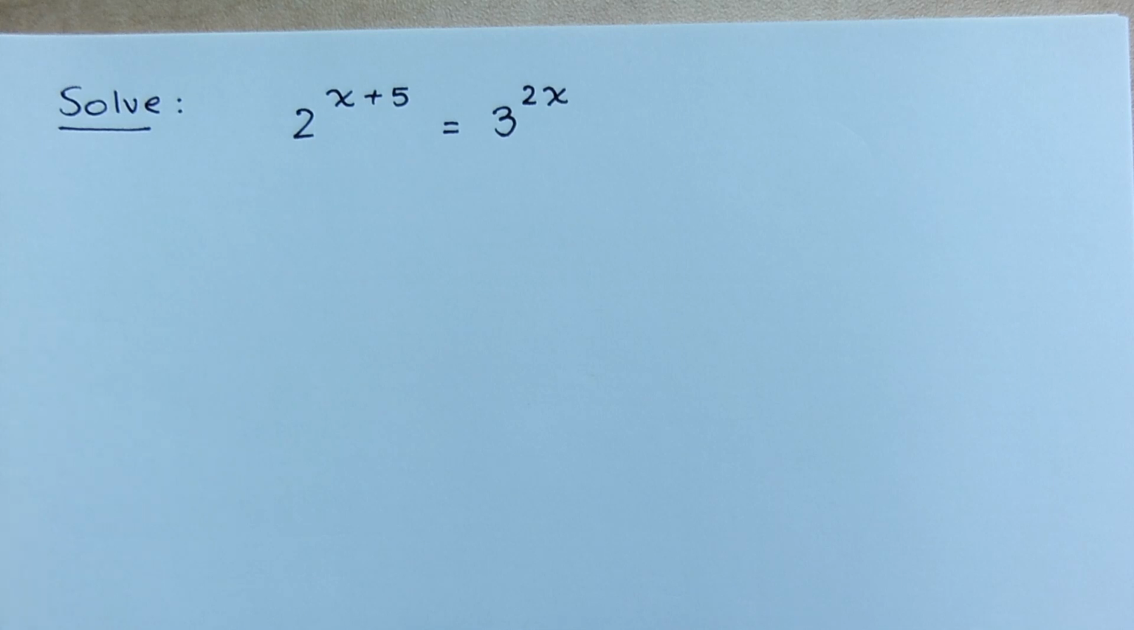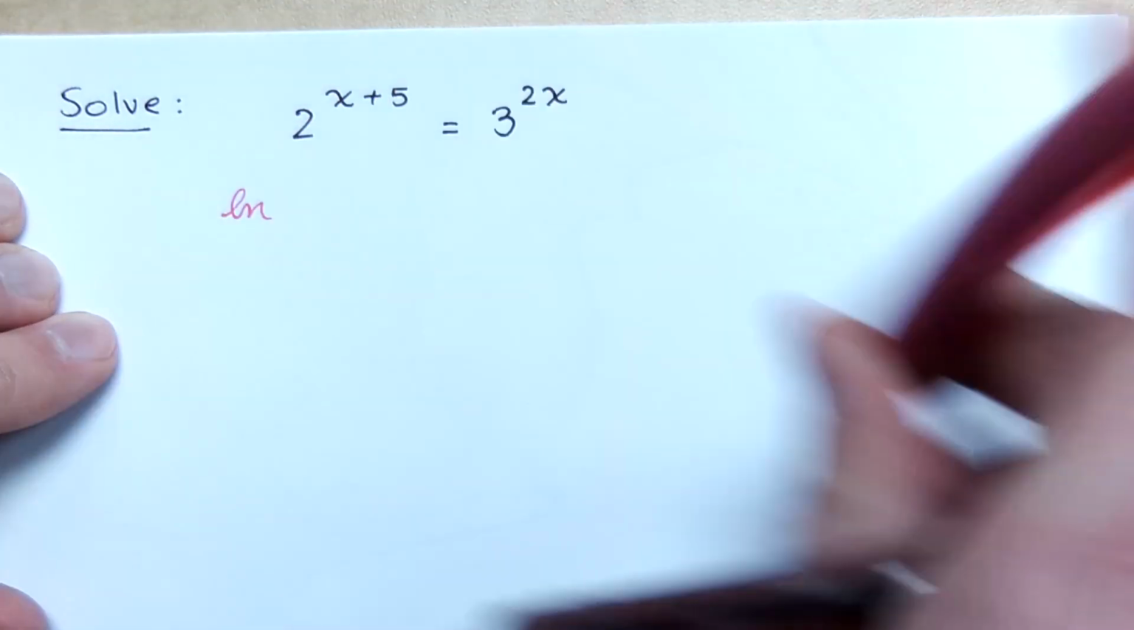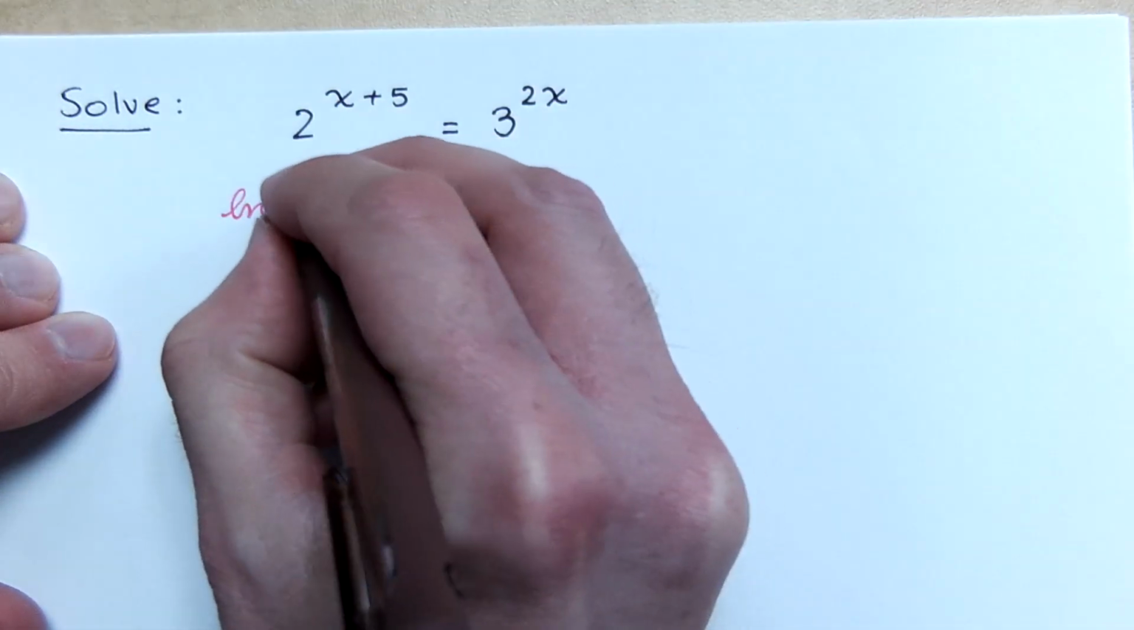Well, we can't see, because 2 and 3 can't be forced to have the same base. So it's not like 4 and 8, which could have a common base of 2. This is where you do the log of both sides. So I'm going to do the natural log because that's what all the cool kids are doing these days.